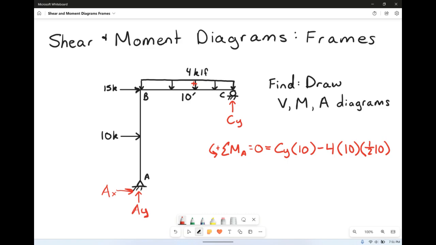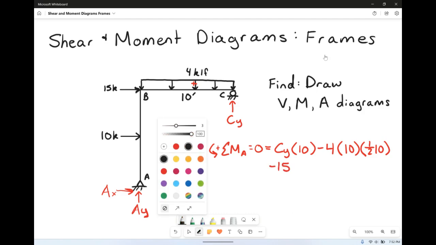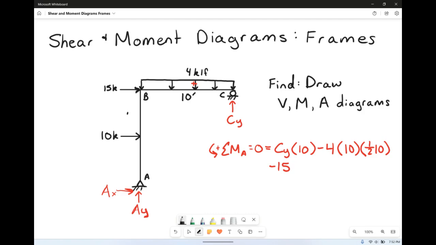Then we have that 15 kip load that's up there at B, and he's going to be going the wrong way. So we have our minus our 15 kip load times his distance. We didn't write that in. That's going to be 4 feet and 4 feet, so for a grand total of 8 feet. Then we have our 10 kip load also going in the wrong direction, so minus 10 times a distance of 4 feet.